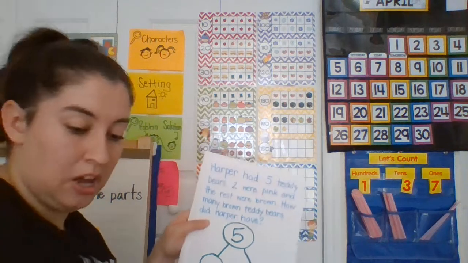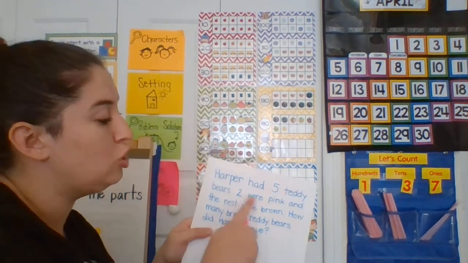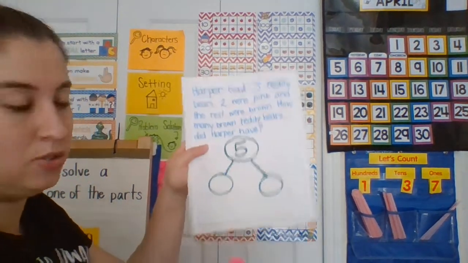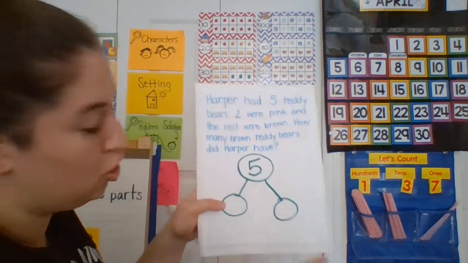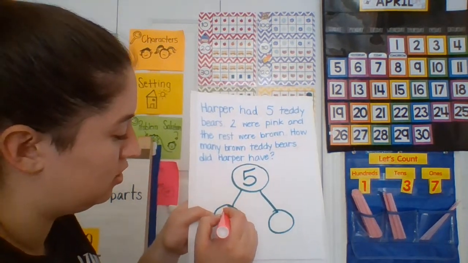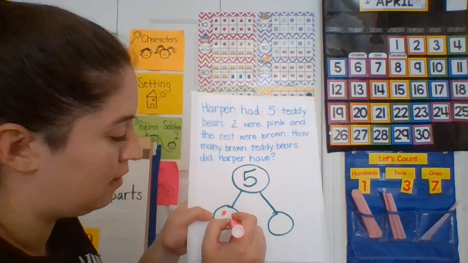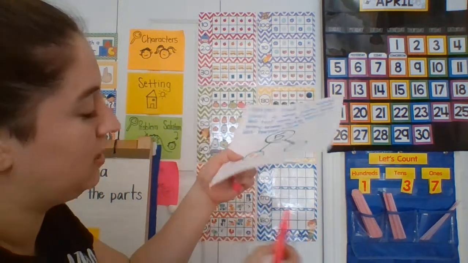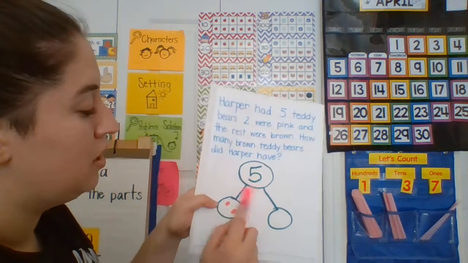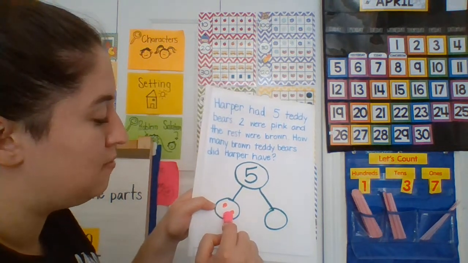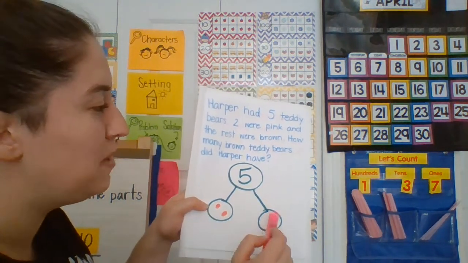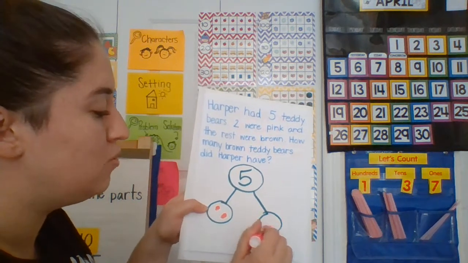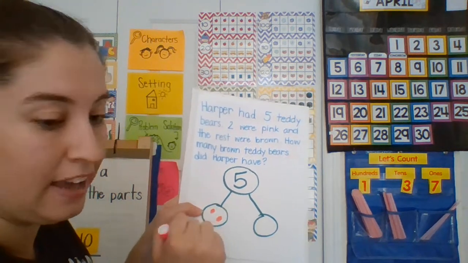Now, if we read farther, 2 teddy bears were pink. So I'm going to draw 2 little dots down here that are pink. I'm not going to draw teddy bears because I don't have time to draw teddy bears. But if you drew teddy bears, awesome. So 2 of them were pink.